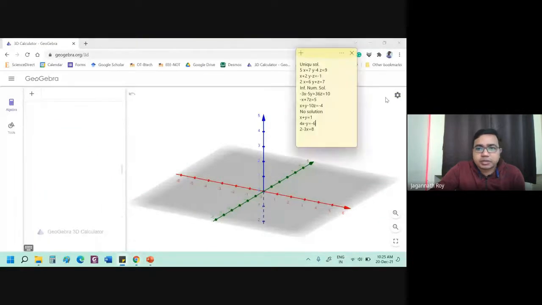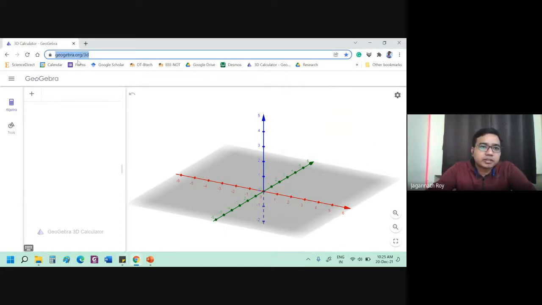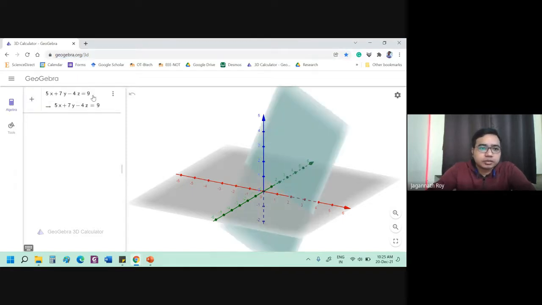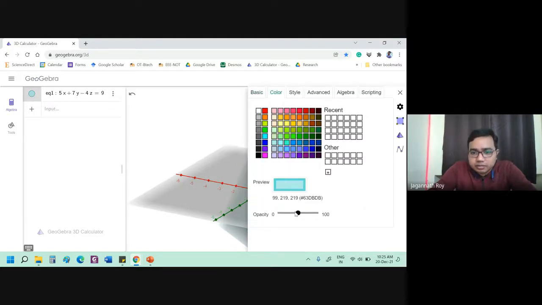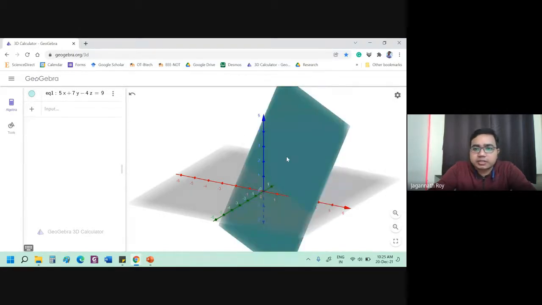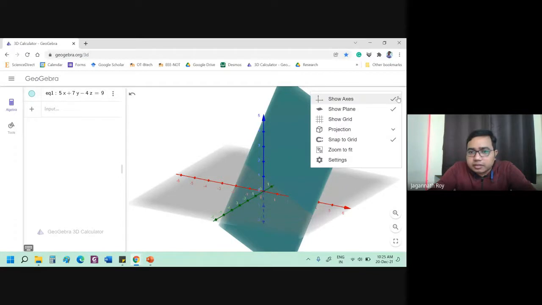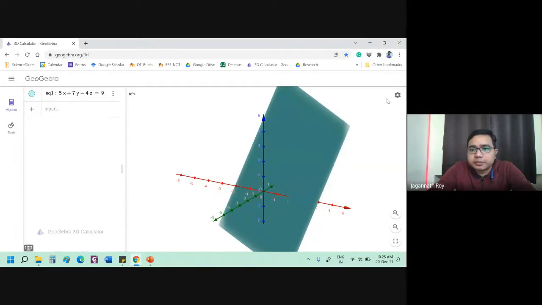So let me just copy for unique solution. Let me just show you in the live example. You can use this website for your practice purpose to check whether you are okay. So this is what we get. Let us put enter. Let us change the settings. Okay. You can play with the colors and all other things. Then you can show the plane. You can show the grid line.